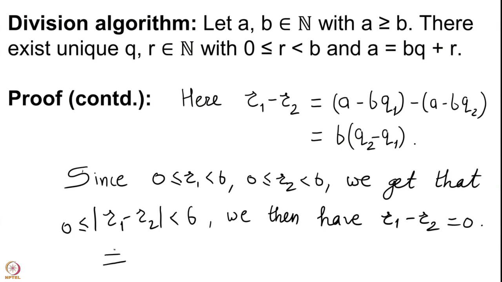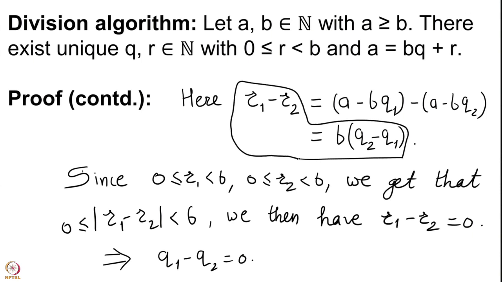So this implies also that Q1 minus Q2 is 0, because from here we see that R1 minus R2 is B into Q2 minus Q1. So if the difference R1 minus R2 is 0, B into Q2 minus Q1 is 0, but B is a natural number, it is not 0. And if Q2 minus Q1 was a non-zero number, either positive or negative, that into B would give you another non-zero number. If the product is 0, then Q2 minus Q1 has to be 0, which says that Q1 is Q2. This way we have completed the proof.